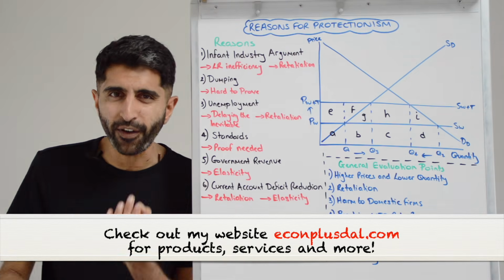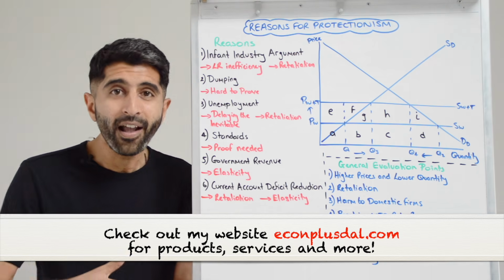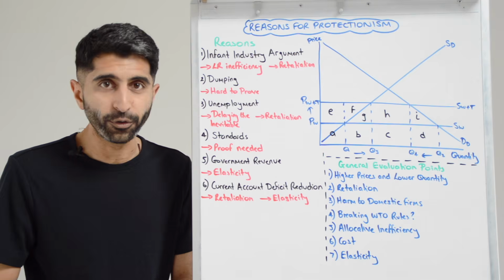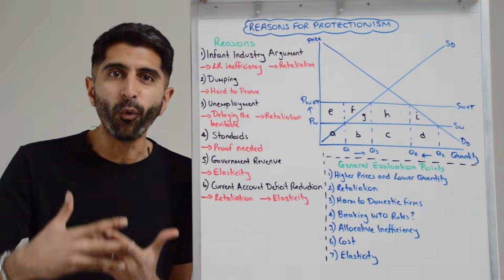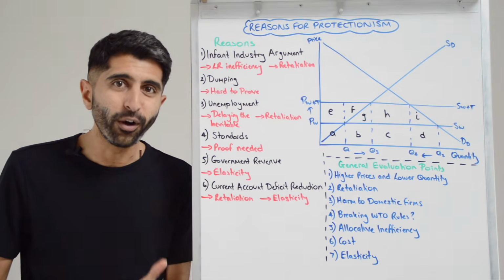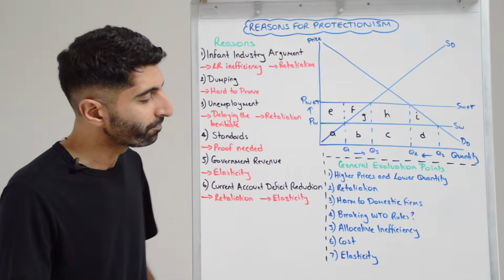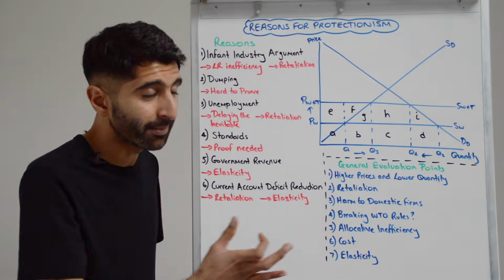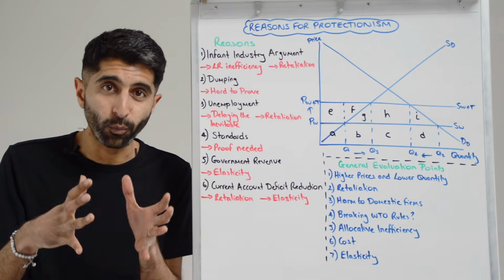So retaliation is very likely, meaning for the initial country, their export revenue is likely to fall by more than their import expenditure falls by. So more likely, you're going to see a worsening of the trade deficit and a worsening of the current account deficit overall. You've also got elasticity, as already mentioned. Inelastic domestic supply, domestic demand means the import reduction won't be that big.